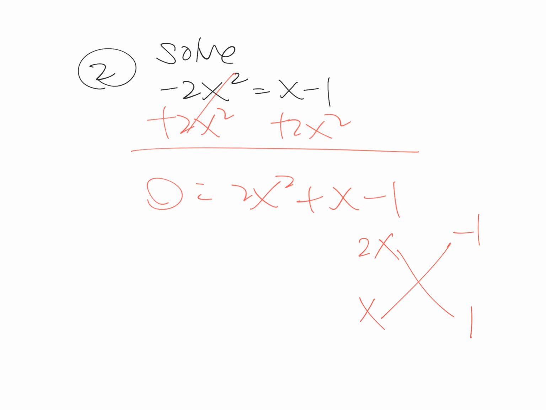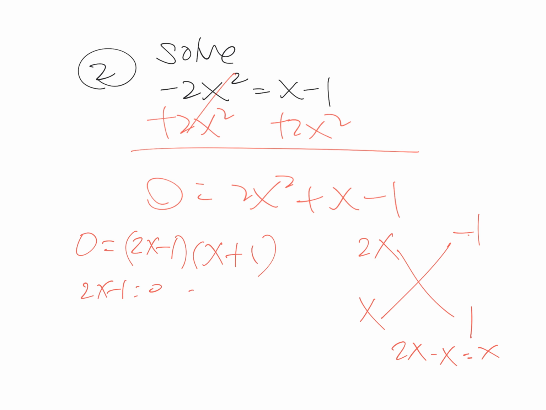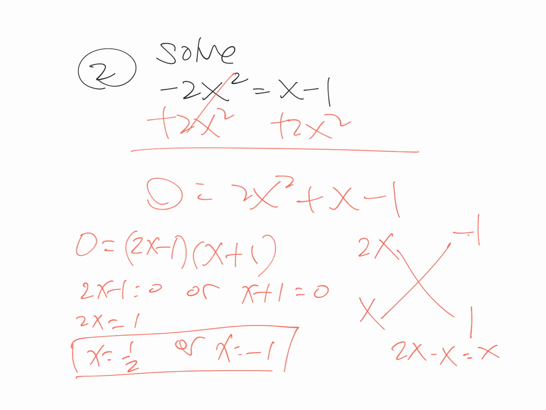Just check here, 2x times 1, 2x. -1 times x, -x equals x. Good. So my factored form is 0 equals 2x minus 1 times x plus 1. I solve 2x minus 1 equals 0, or x plus 1 equals 0. 2x equals 1, x equals 1/2, or x equals -1. And that's it for your do now.